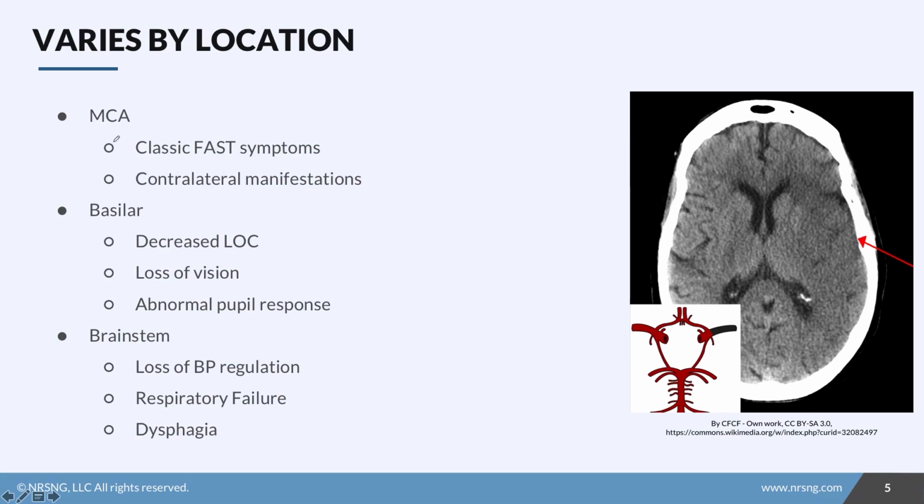So what I've done here is I've shown you 3 places where a stroke can occur. It can occur in the MCA, a basilar stroke, or a brainstem stroke. And you're going to have different symptoms, different presentation for your patient based on that. And it's really important to know this a little bit.